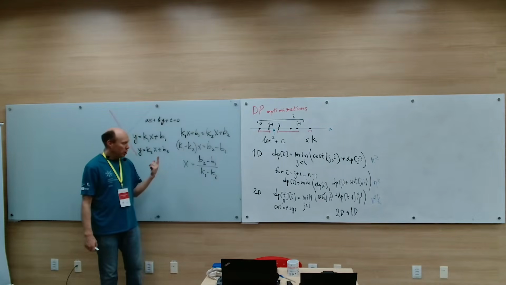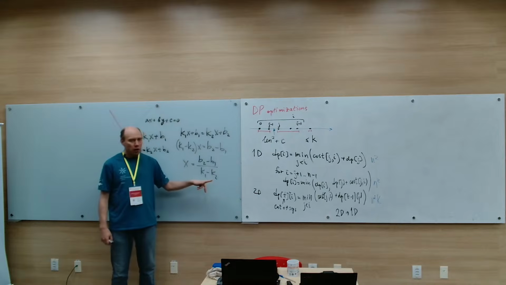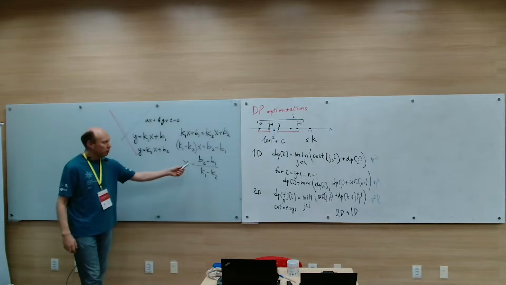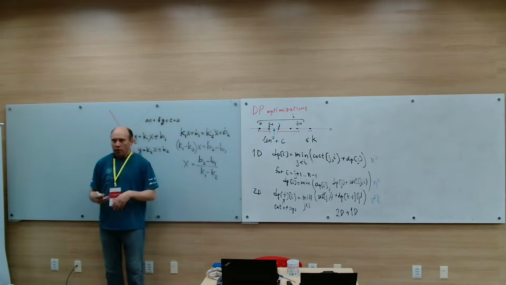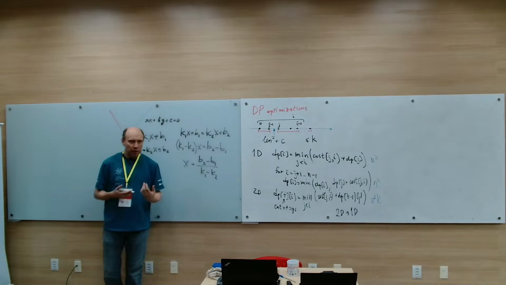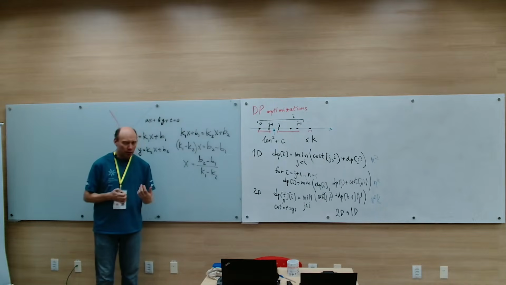It's also clear that if the k's are the same, so if these lines are parallel, then there is either no intersection point if the b's are different, or an undefined intersection point, the lines just coincide, if the b's are also the same.